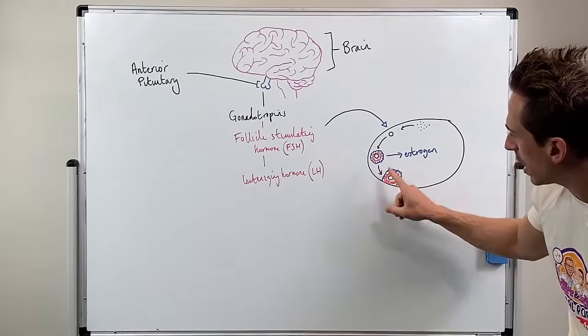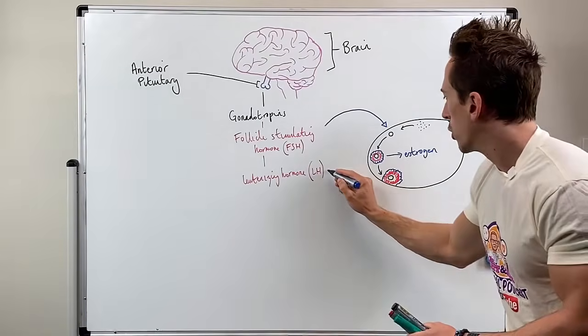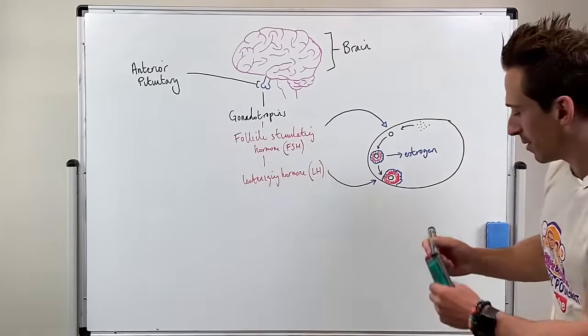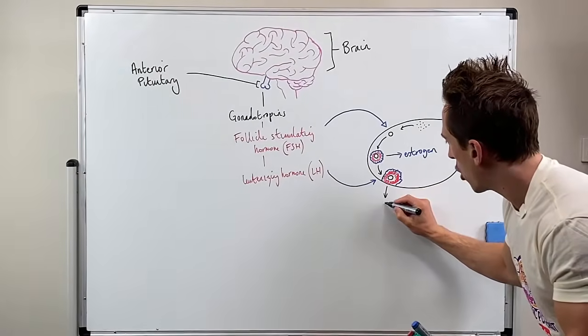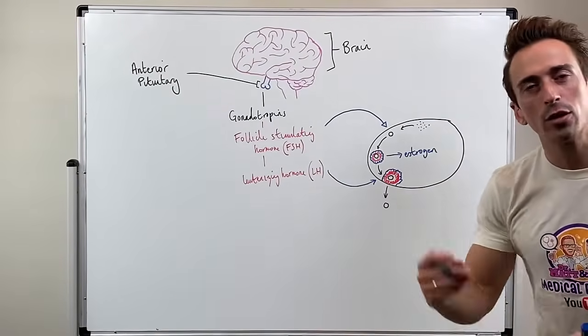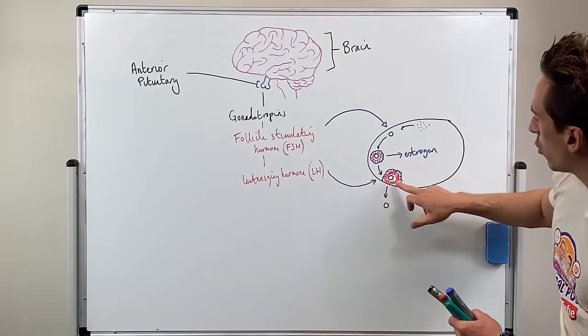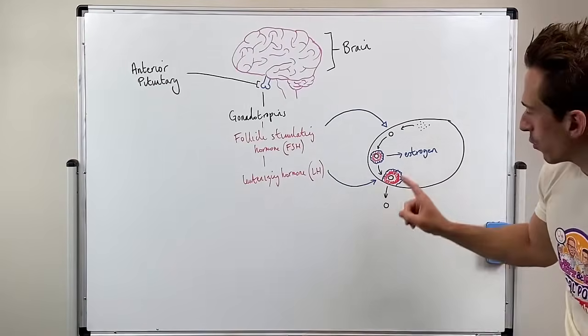That egg inside needs to be ovulated. This is where luteinizing hormone comes along. Luteinizing hormone stimulates ovulation. This egg then gets ovulated and it's going to ovulate into the fallopian tubes, right? Now the thing is this, once luteinizing hormone has told that egg to ovulate, these cells remain.